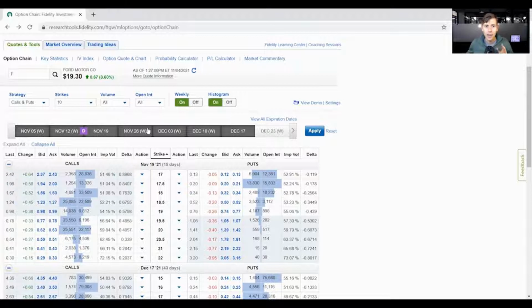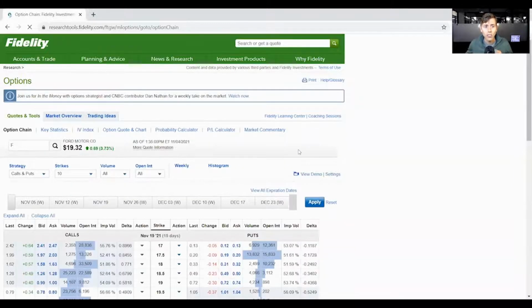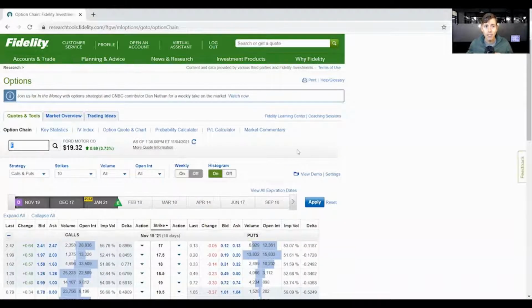Now, typically, I'm not doing a lot of weekly options whenever I'm looking at an options grid. I'm more interested in monthly. So let's turn off the weekly. And most of the grids that you're going to be using on a brokerage account, whether it's TD Ameritrade, probably Robinhood too, they're all going to be relatively similar to this. So I'm going to apply that just so we're only looking at monthly options.